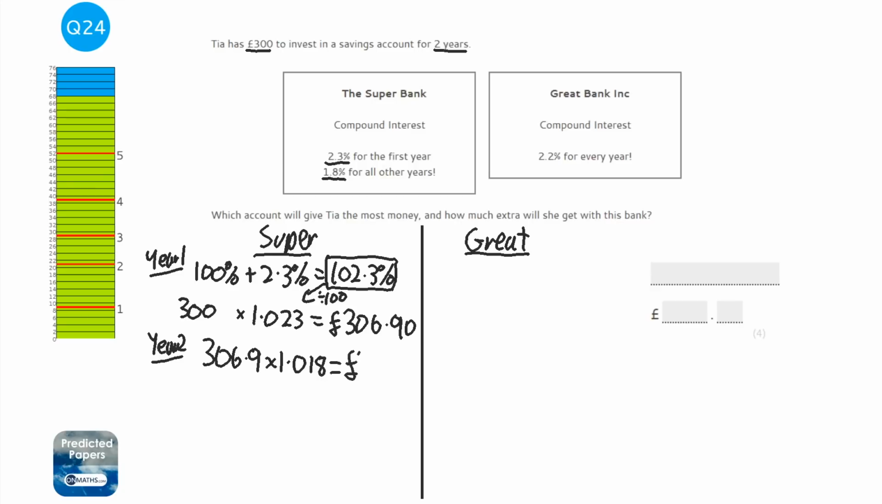And that says it's £312.42. I'm going to round it to the nearest penny. Okay, so that is Superbank. That's how much we'd get.